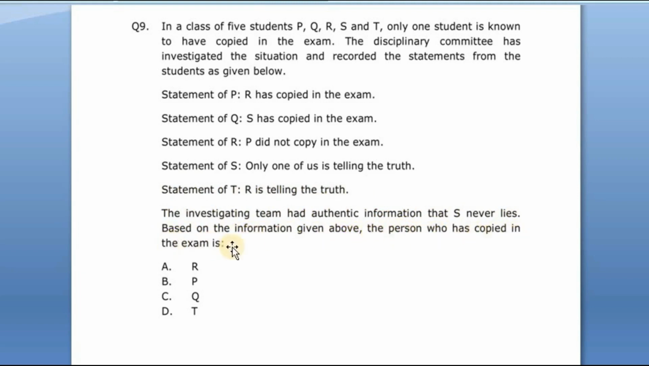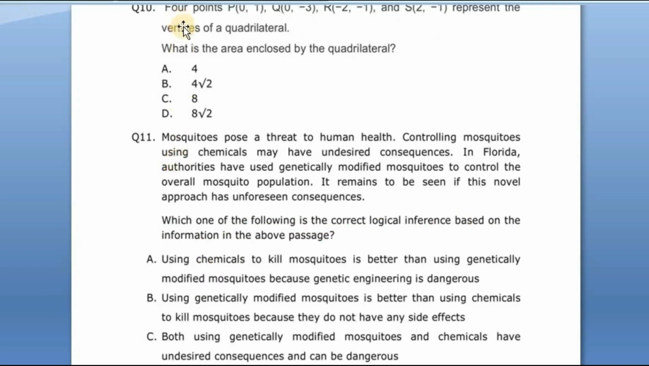Now the 10th question is, 4 points P (0, 1), Q (0, -3), R (-3, -1) and S (2, -1) represent the vertices of a quadrilateral. What is the area enclosed by the quadrilateral?